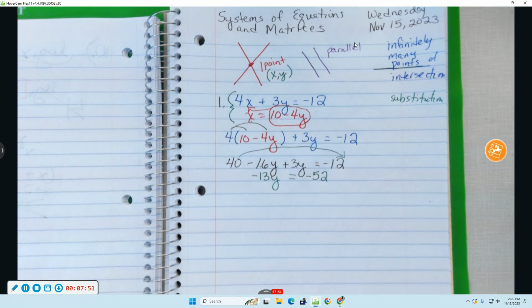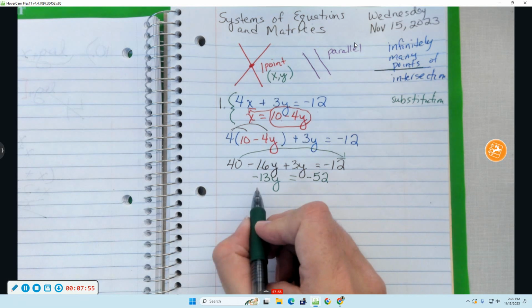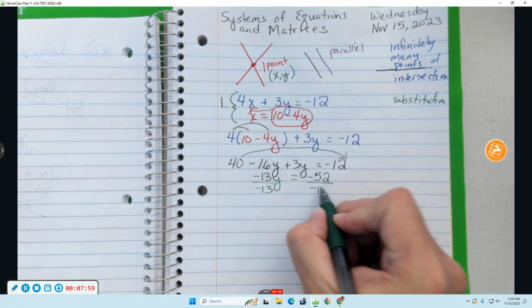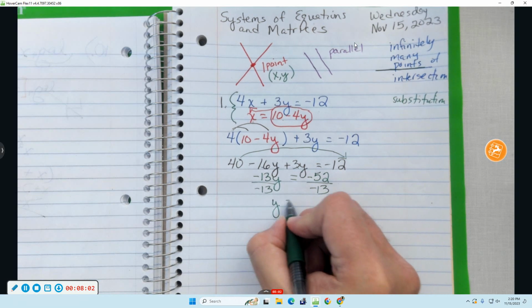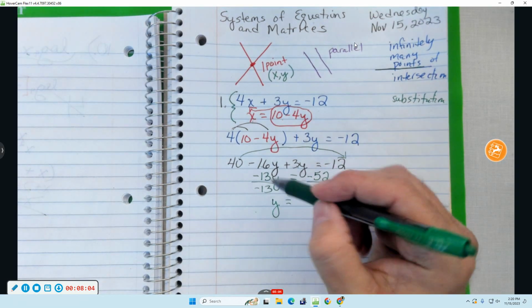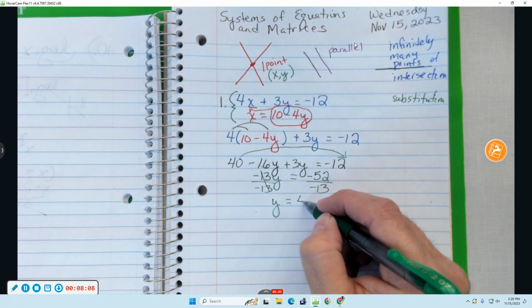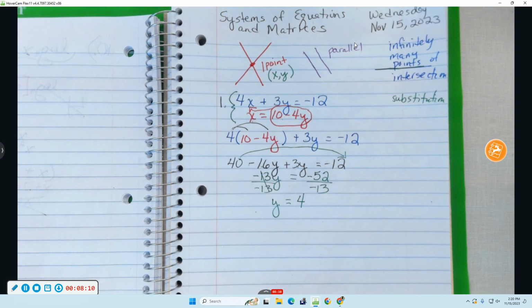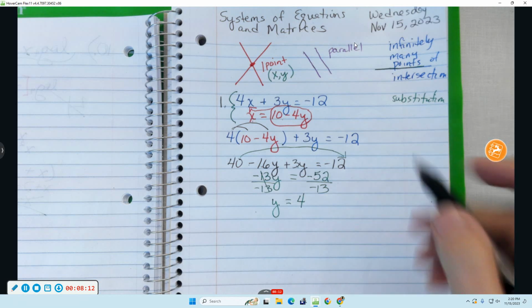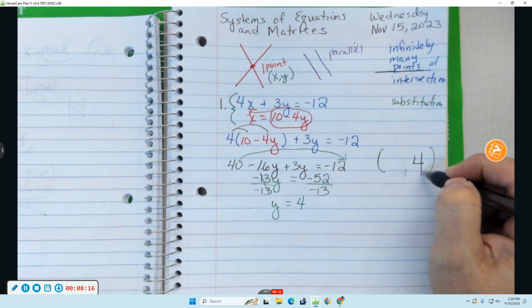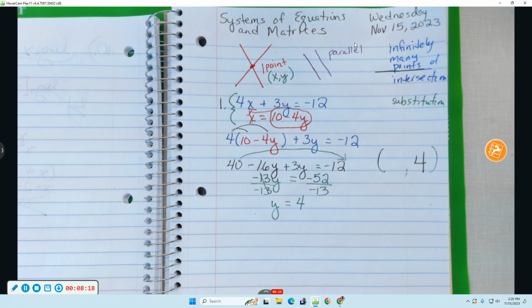Only one thing left to do to isolate y. What do I need to do to both sides? Divide both sides by that negative 13. So we know these lines are going to intersect at a point whose y coordinate is positive 4. We know half of the ordered pair. If we were to draw those lines, which we're not going to, they would intersect at an ordered pair whose y coordinate is 4.